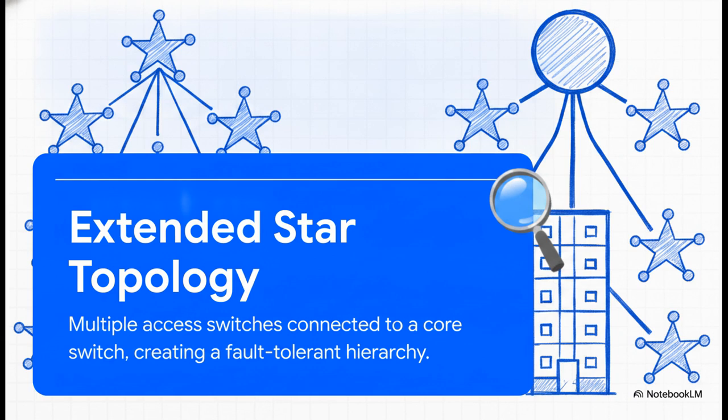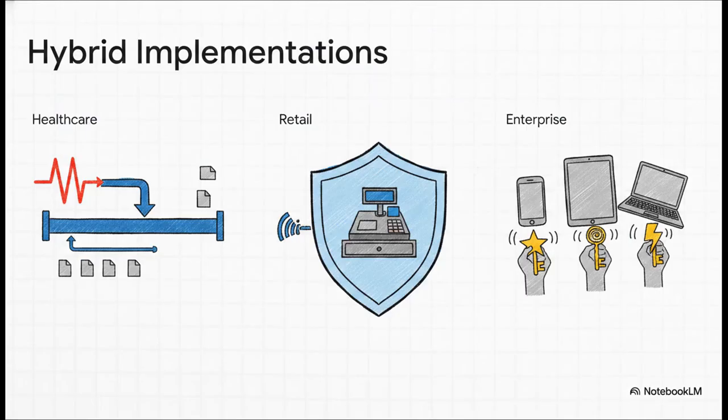You put an access switch on every single floor of a building, each creating its own local star network. And then you connect all of those switches upward to a massive, incredibly fast central core switch. This creates a brilliant, totally fault-tolerant hierarchy that can easily cover entire university campuses. And by mixing these layouts and layering on some smart software, organizations can do some truly incredible things.